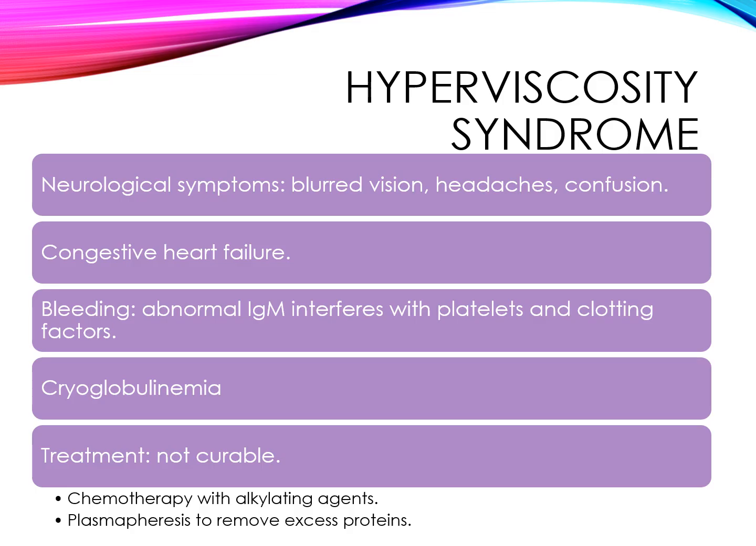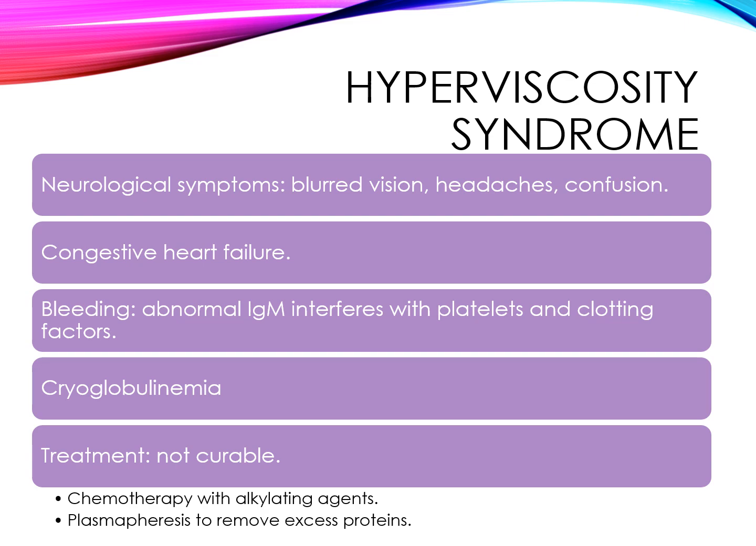Cryoglobulinemia. So we're going to have cryoglobulins present in the blood. And this treatment, again, is not curable. We might use chemotherapy with alkylating agents, but the most effective treatment or supportive therapy we can give is plasmapheresis to remove those excess proteins.